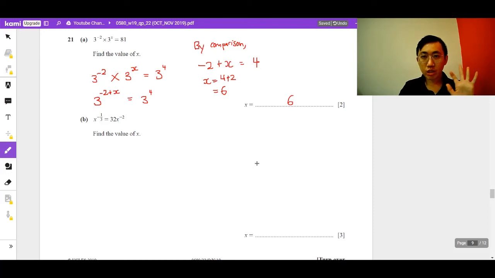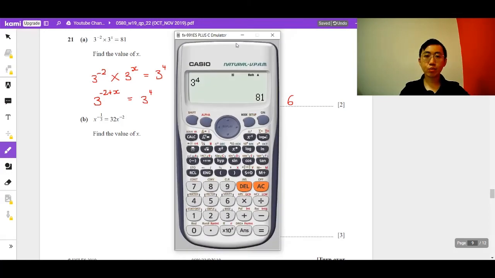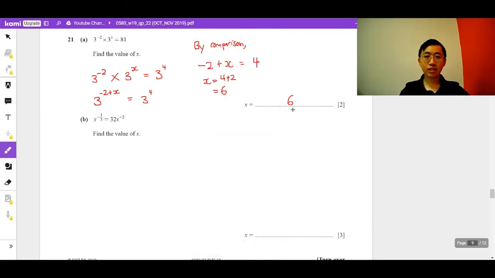Now, don't worry so much, you can always check your answer, whether it's correct or wrong. So type what you see and check whether we get 81 or not. So 3 to the power of negative 2, multiply with 3 to the power of x. We are trying to check whether x is really 6. Let's do that, power of 6. There you go, we get 81, and that's how we check mathematics answers. So this is definitely correct.